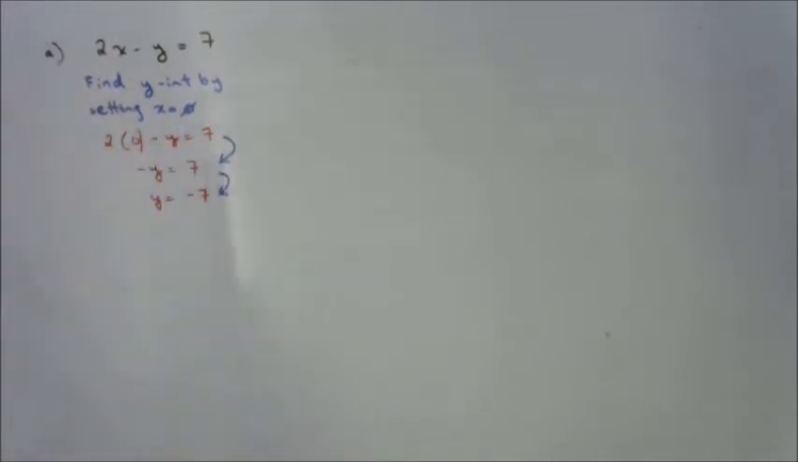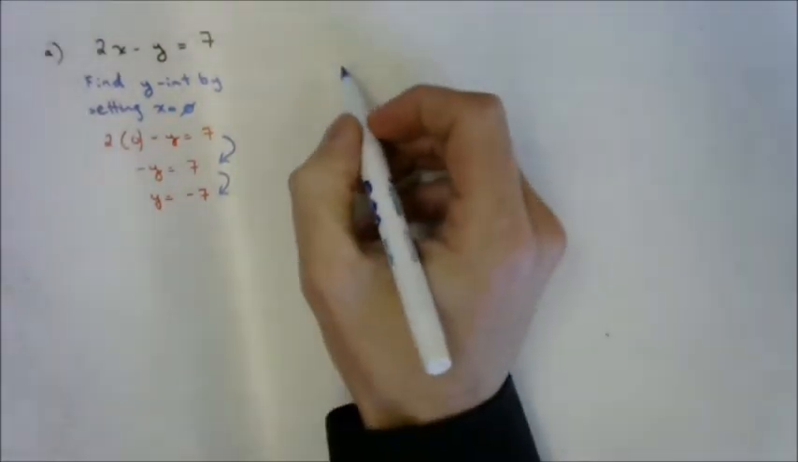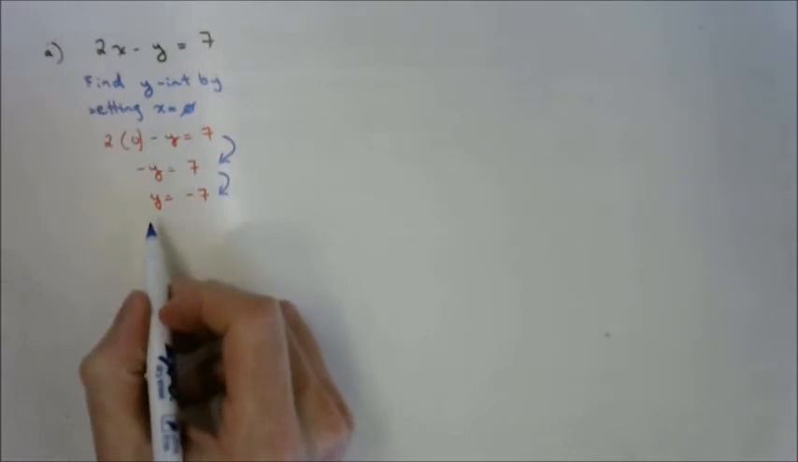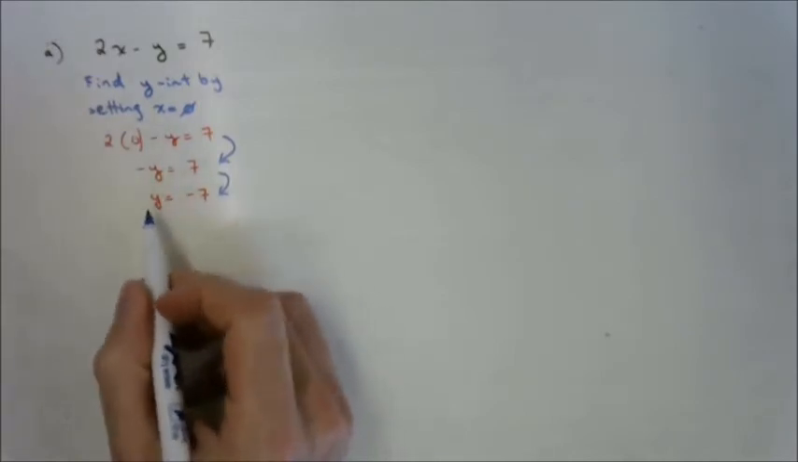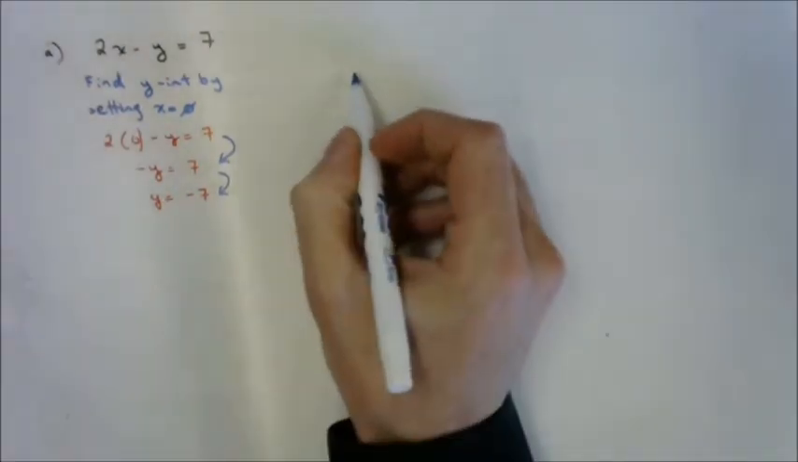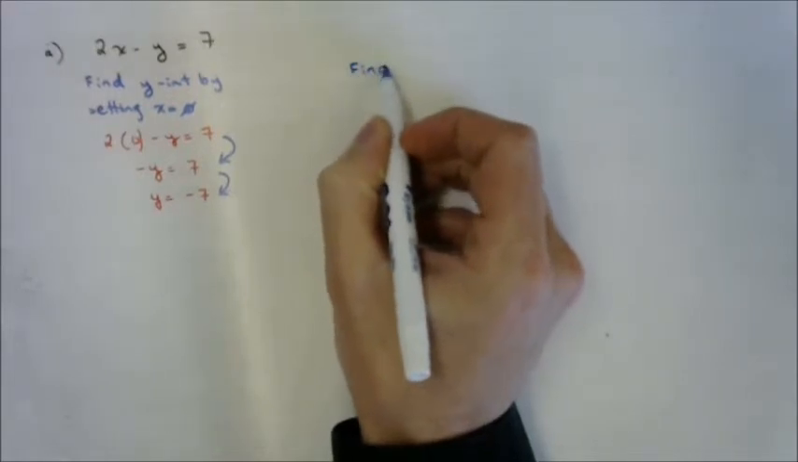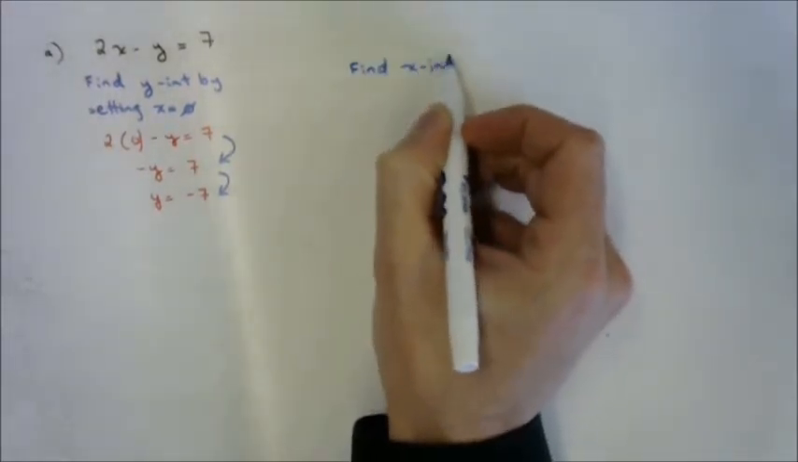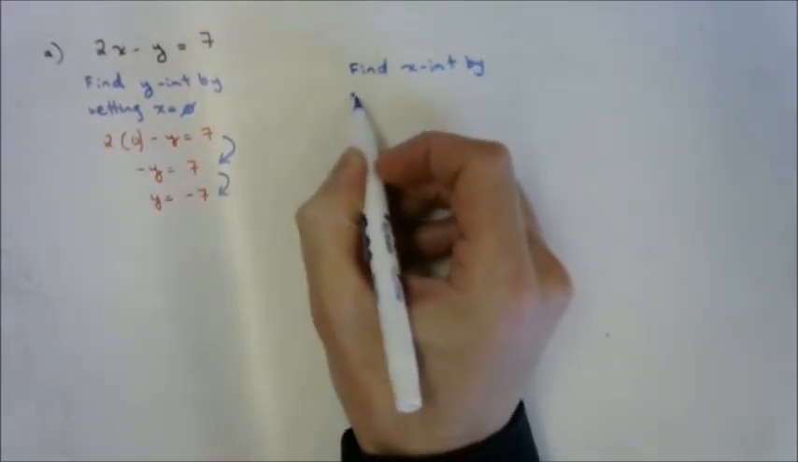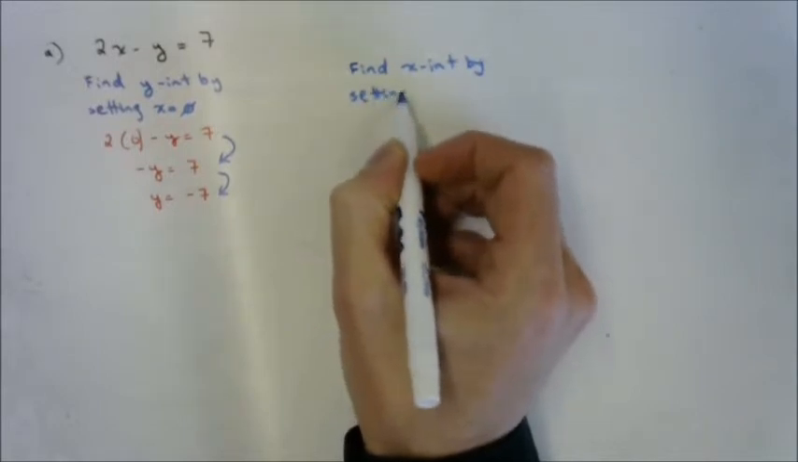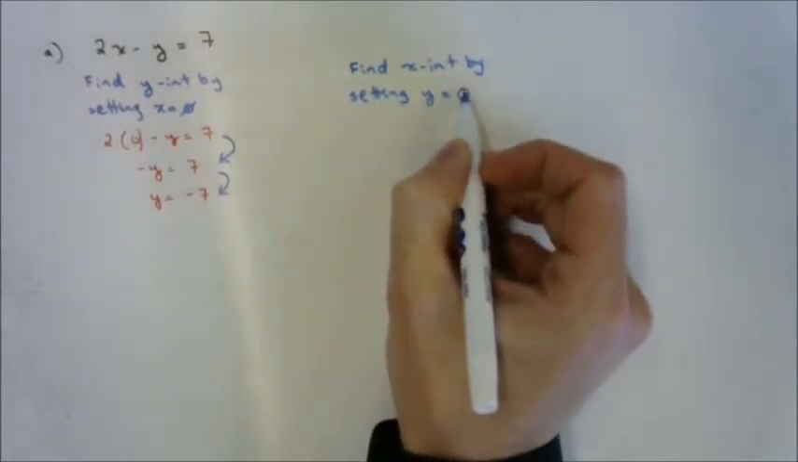X is 0. So we're not multiplying x by 2, or we are, but x is 0. So the y-intercept is negative 7. Okay? Somebody finish my sentence for me. Find the x-intercept by setting y equals 0. Great work.